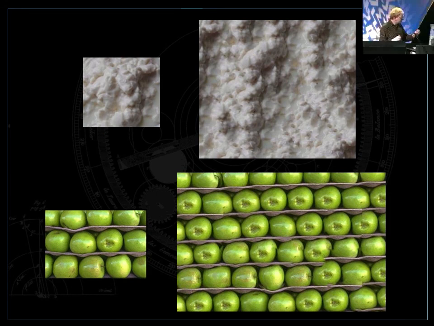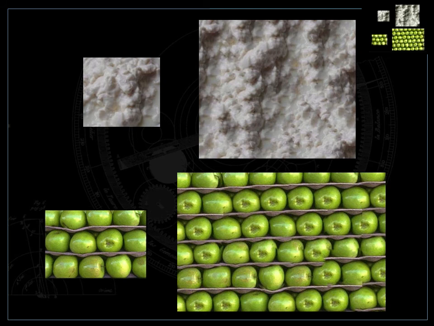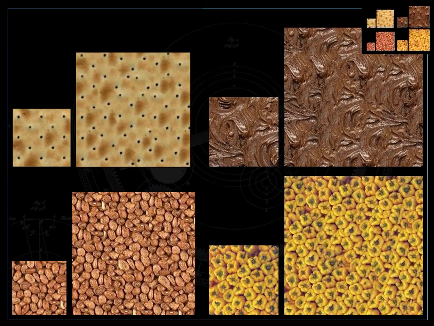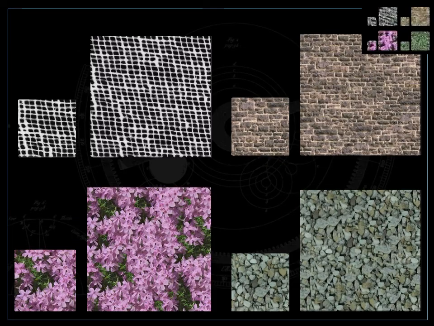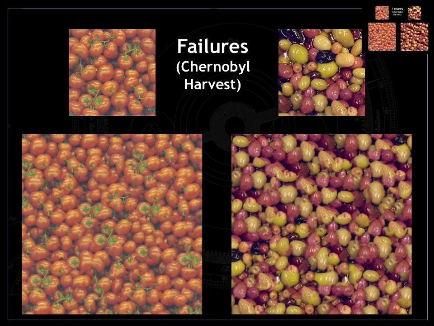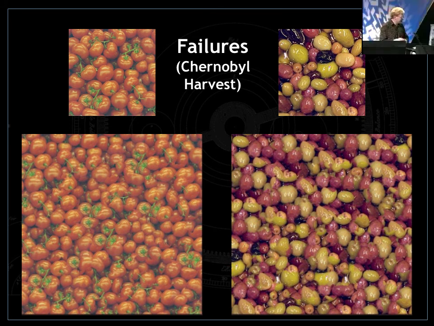Here is another one. Now, the apple one is very hard because there are really only two whole apples in the whole image, and yet it's doing an okay job except for this one thing in the middle. Some food, some other textures. Now, there are some problems, so I wouldn't advise you to eat these tomatoes or these olives. I think they came from Chernobyl. But it's obvious why it failed: the elements are too big.